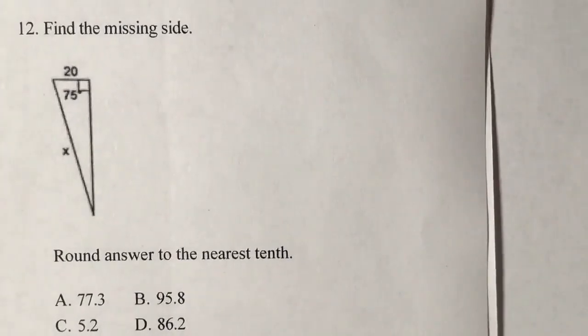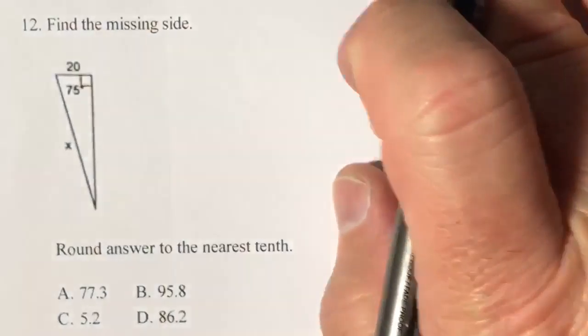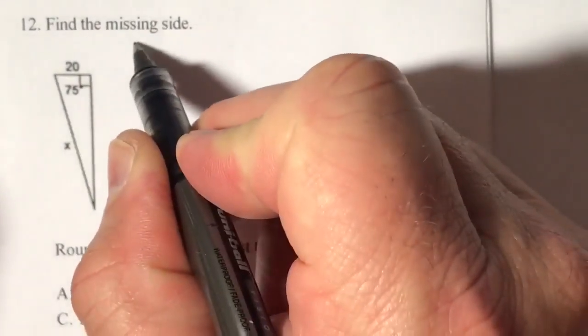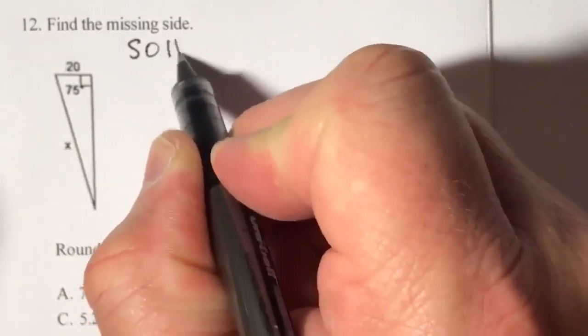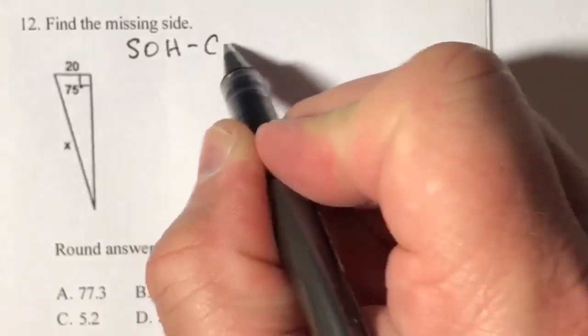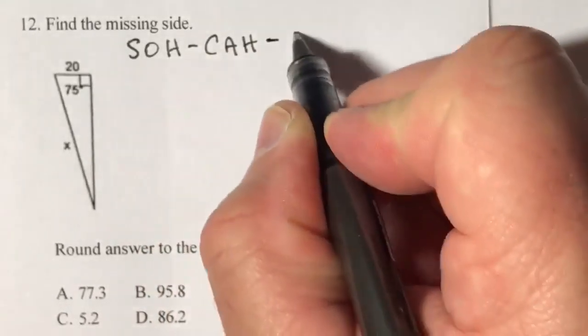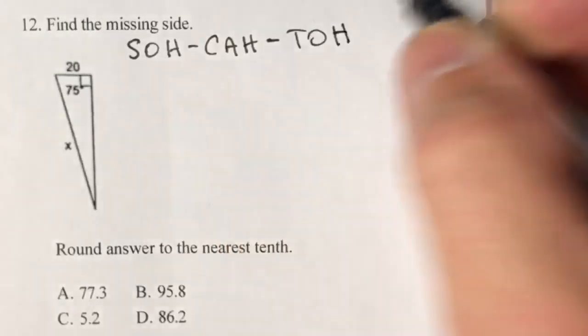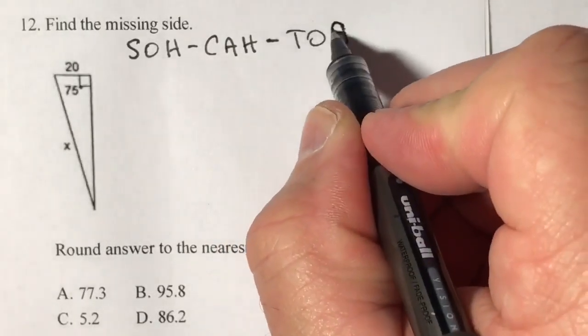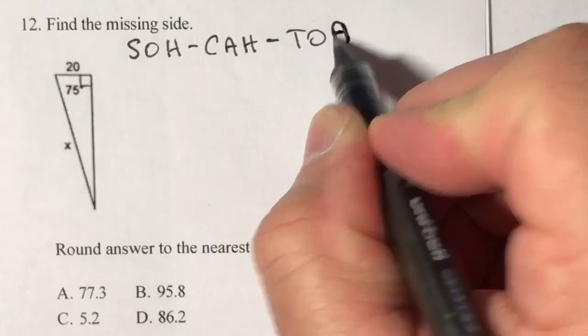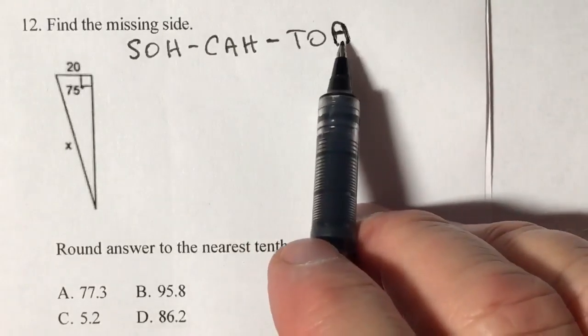Okay, so let's get our acronym. SOHCAHTOA. Wrote down. Oops, that's an A. Okay, SOHCAHTOA. Alright, so it always ends in A.